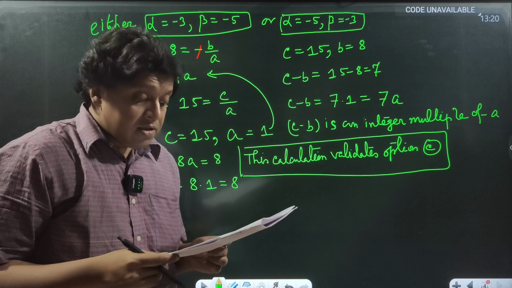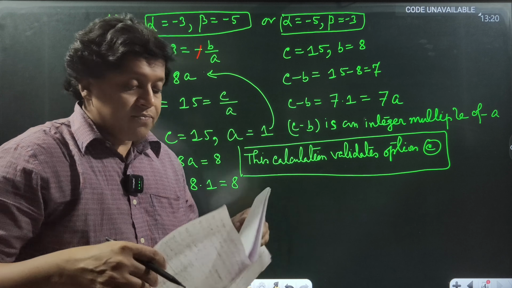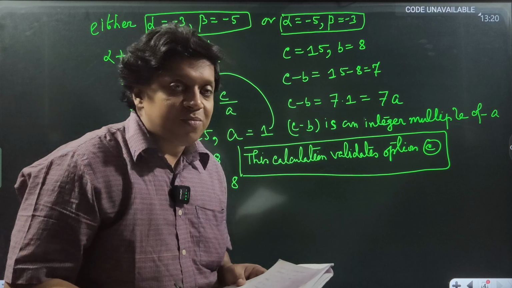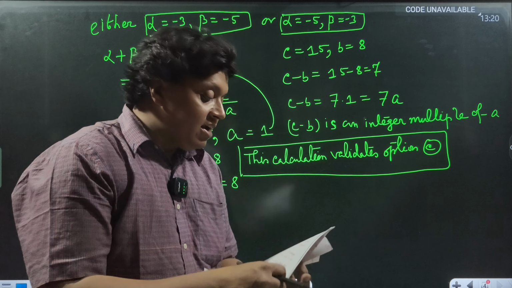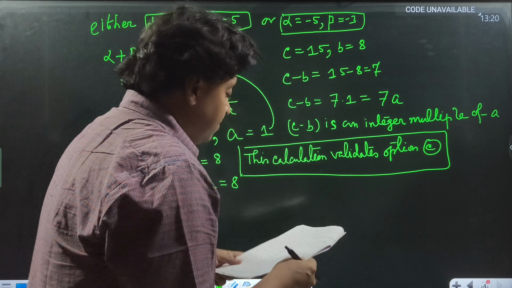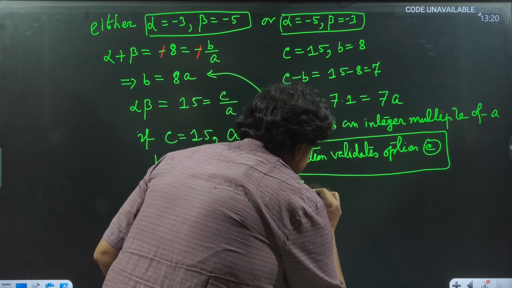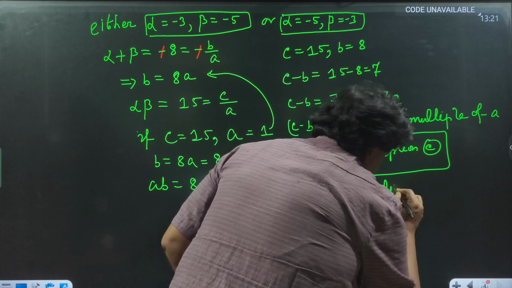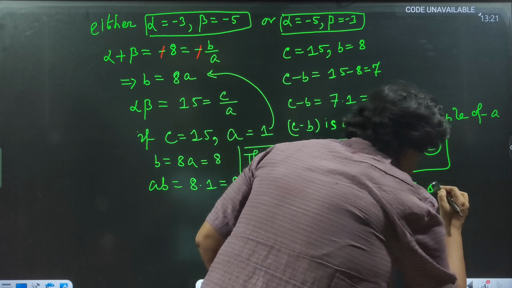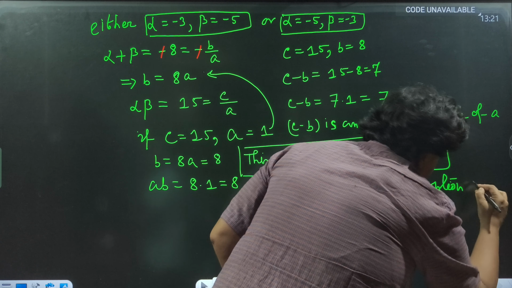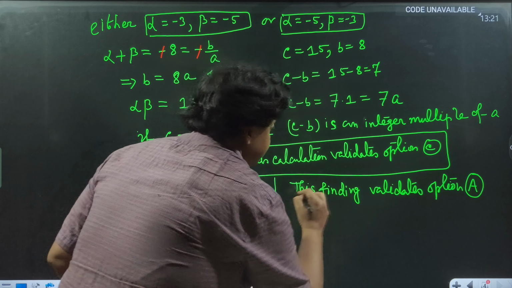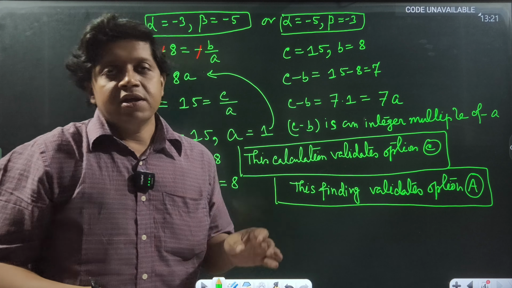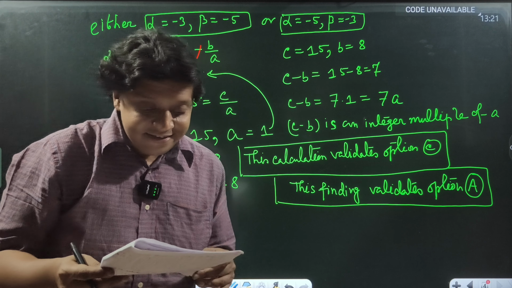What does that tell us? Let us go to option number A. Let us just read out option number A. Option number A stated, C minus B is an integer multiple of A. So this finding validates option number A. So now we have three correct options. A, B, C all are correct. Is D also going to be correct? Let us judge. Let us see.